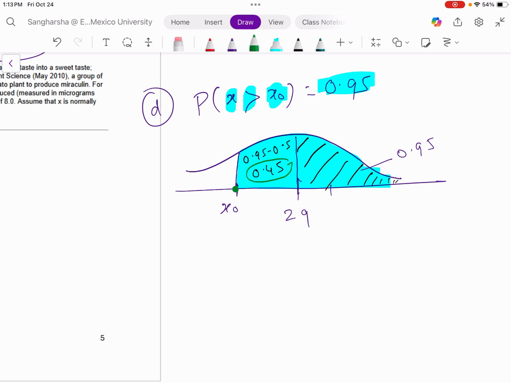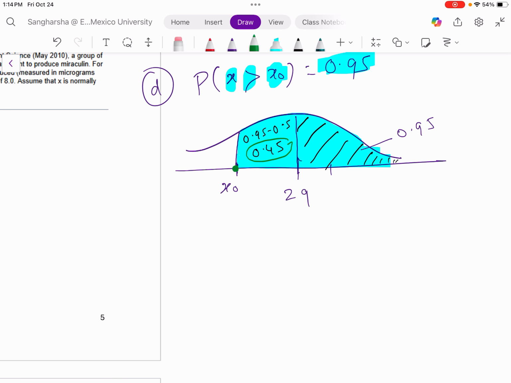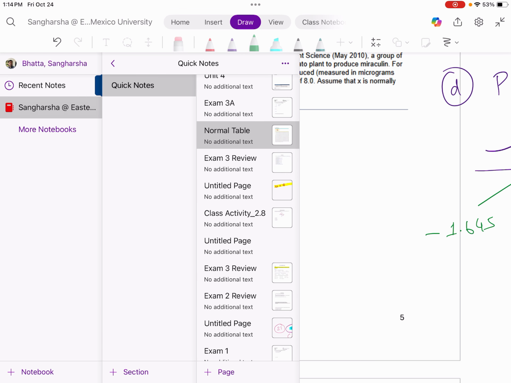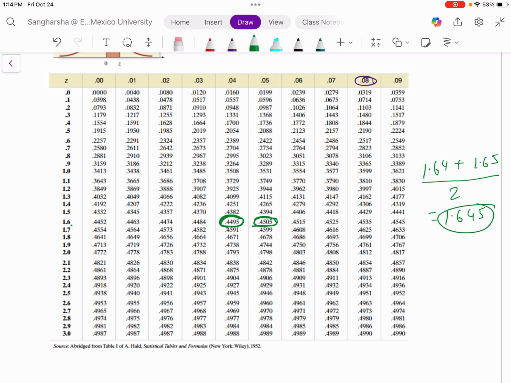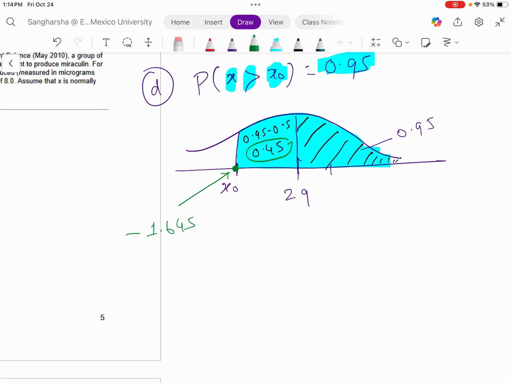Now since this point is on the left side of our mean, it has to be negative. So the g for this point is negative 1.645. Let me double check that. Yes, 1.645. Since this x naught is on the left of the mean, the g is negative. If you have your point on the right of the mean, it's positive. Now next, let's convert this x naught into g, which is x naught minus mu, 29, divided by sigma, which is 8. Let me double check. Yes.